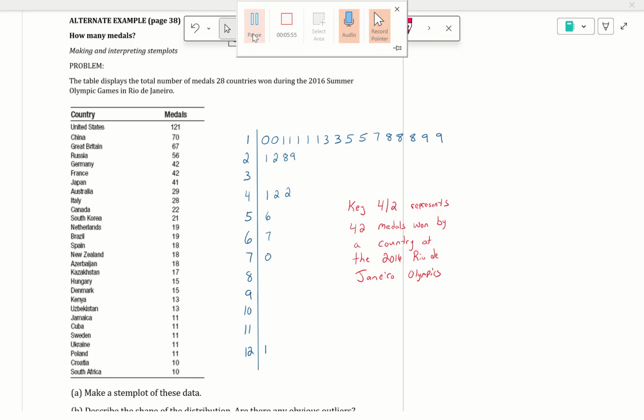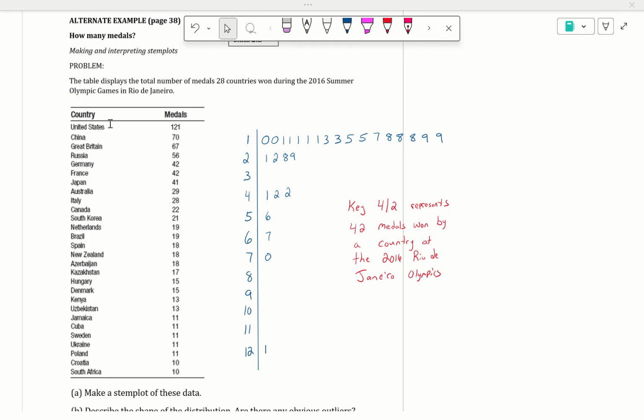How many medals? Making and interpreting stem plots. The table displays the total number of medals 28 countries won during the 2016 Summer Olympic Games in Rio de Janeiro. And let's just take a glance at this here. United States, there's 121 medals, China 70, Great Britain 67, on down to South Africa at 10. What's nice about this is it's already listed from greatest to least, which makes it easy for us to put it in the stem plot.